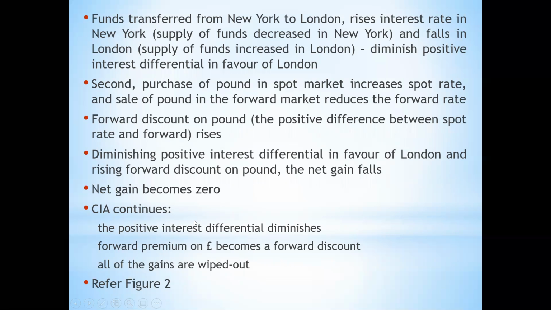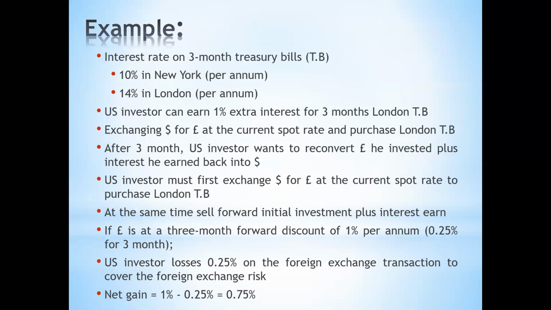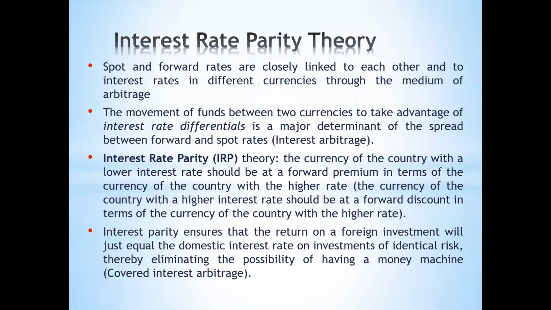If this interest arbitrage continues, the positive interest differential gets decreased. That means the forward premium on the pound becomes a forward discount, and the pound gets a larger forward discount. Then your gains are completely wiped out. Now, why do we call this interest arbitrage covered interest arbitrage?